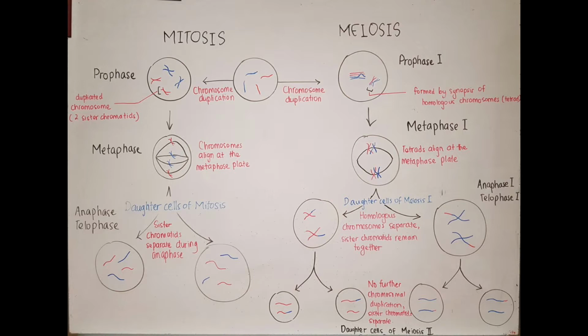The second round of meiosis is similar to mitosis. It results in the separation of sister chromatids. In prophase 2, sister chromatids condense while the nuclear envelope disappears and the spindle apparatus forms. In metaphase 2, the 2 daughter cells produced by the first meiotic division move to opposite poles of the cell and will be aligned along the metaphase plate.